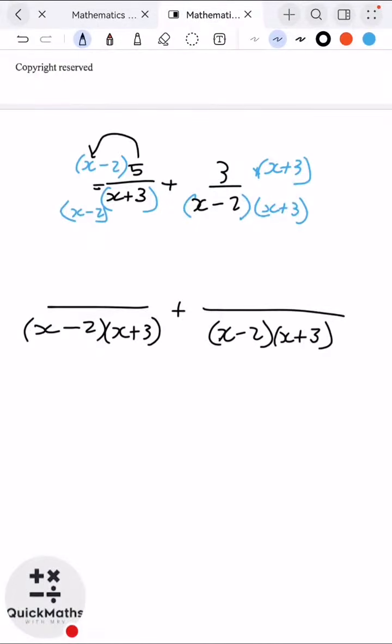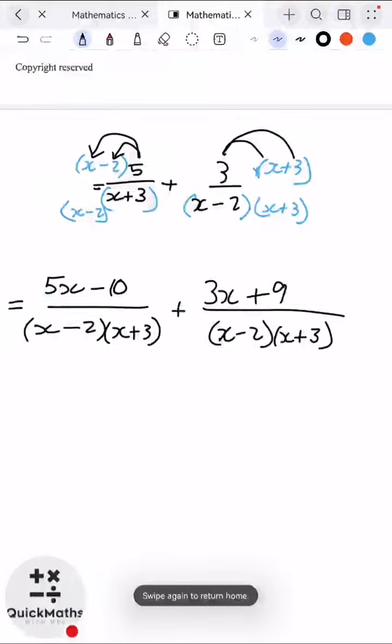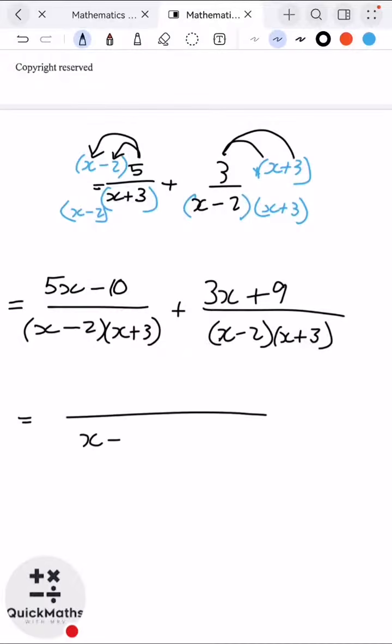So I'm going to say 5 times x, 5x. 5 times minus 2, minus 10. 3 times x, 3x. 3 times 3 is going to be plus 9. Now we know that if the denominators are the same, you can add or subtract the numerators. So the denominator is going to stay the same: x minus 2, x plus 3.